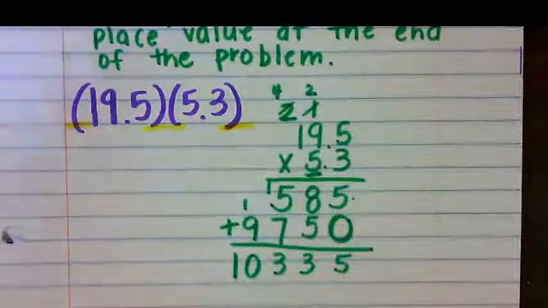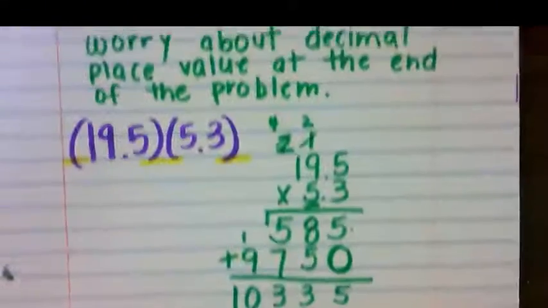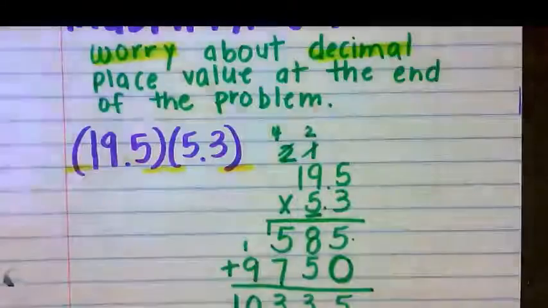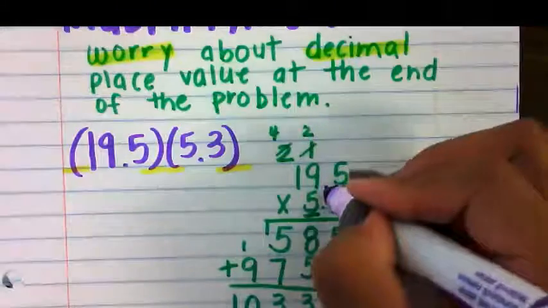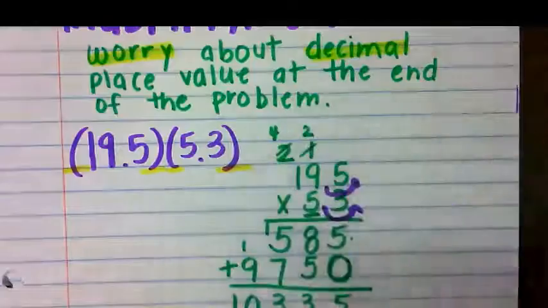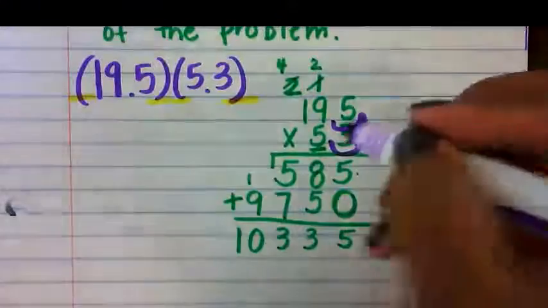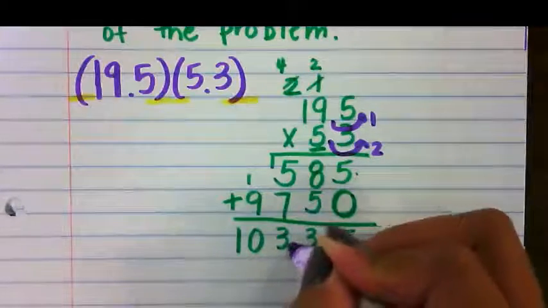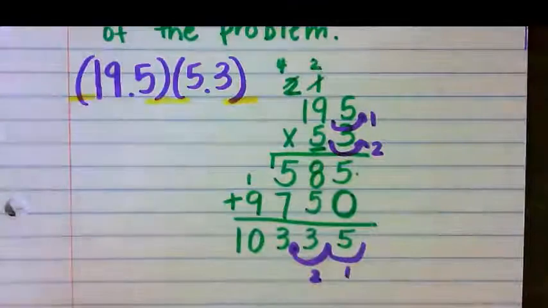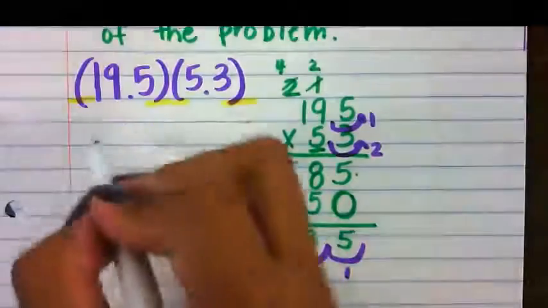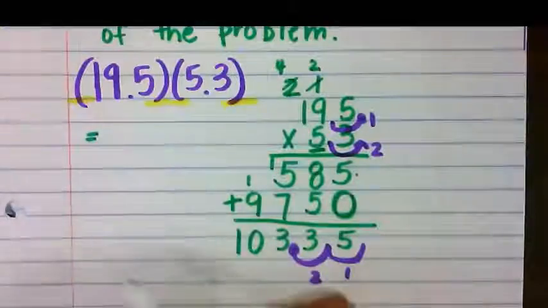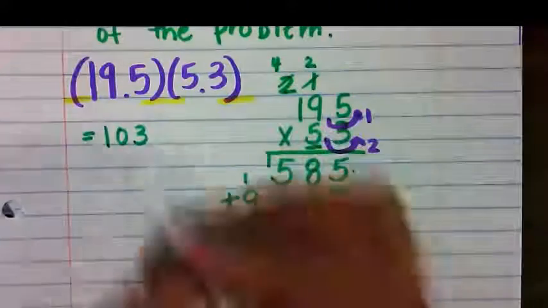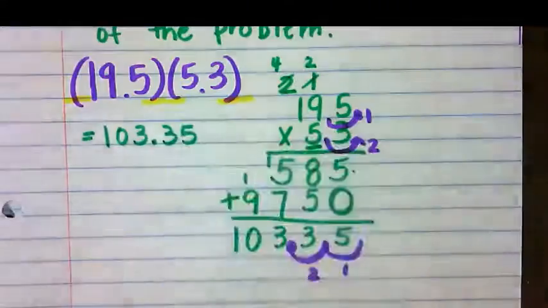Now I need to go back and worry about my decimal place value. Now I'm at the end and I need to worry about my decimal place value. So now I count. Okay, there's 1, 2 places in my problem. I'm going to go 1, 2. So my answer to this problem is 103.35.